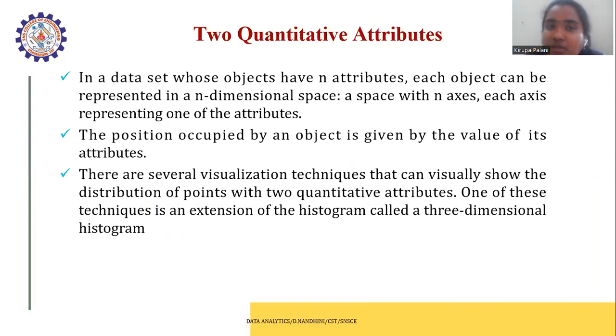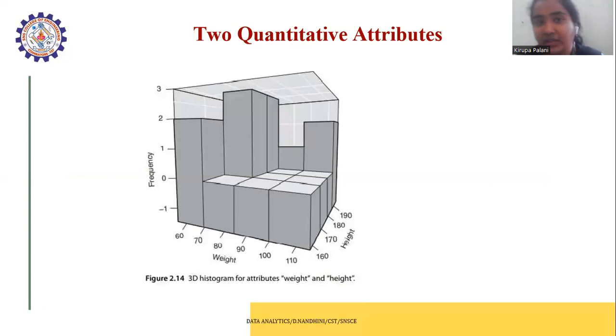Next one is two quantitative attributes. In a data set whose objects have n attributes, each object is represented in an n-dimensional space, a space with n axes, each one representing one of the attributes. The position occupied by an object is given by the values of its attributes. There are several visualization techniques that can show the distribution of points with two quantitative attributes.